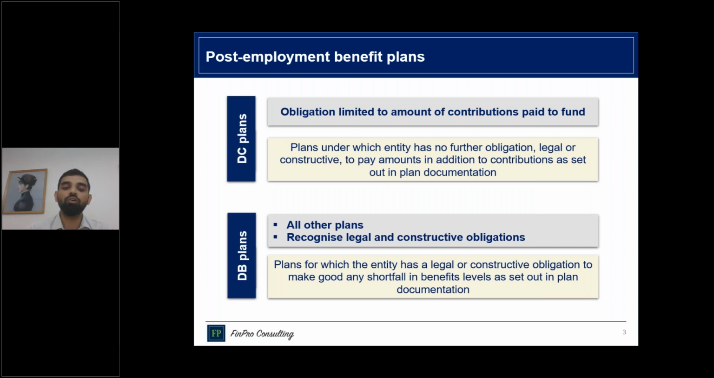Now, we all know how gratuity is computed. Once the employee has been in the organization for 5 years, the employer is bound to pay the gratuity when he retires or leaves the organization, and there is a set standard formula: 15/26 into last month salary drawn into number of years completed. So that is the amount that the employer has to pay to the employee at the end of this service tenure.